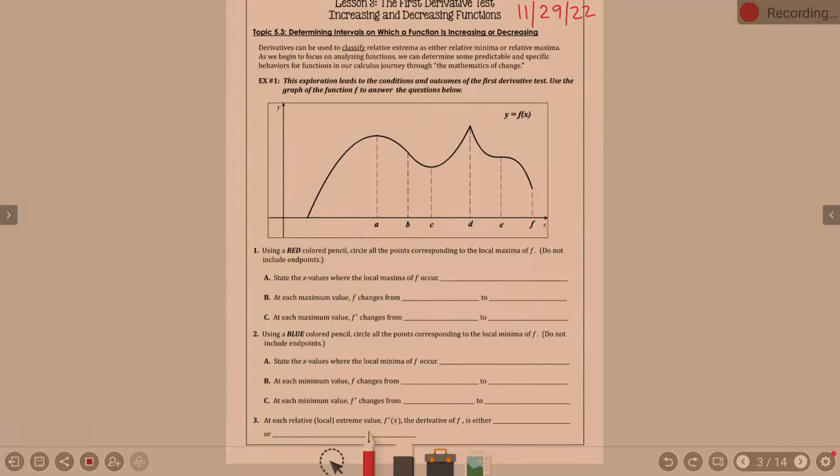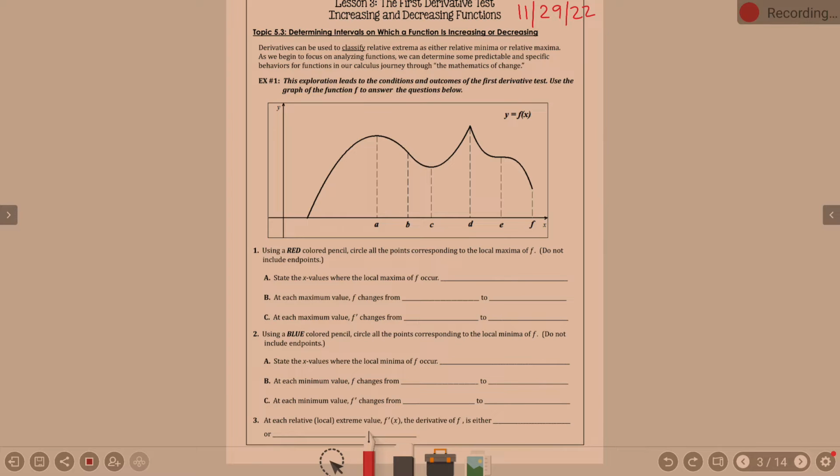We are still talking about critical points in lesson 3. Okay, lesson 3 is officially the first derivative test. The first derivative tells us where the graph is increasing or decreasing. So find your critical points, and then test: is my derivative positive or negative in between those? Derivatives can be used to classify relative extrema as either relative minima or relative maxima.